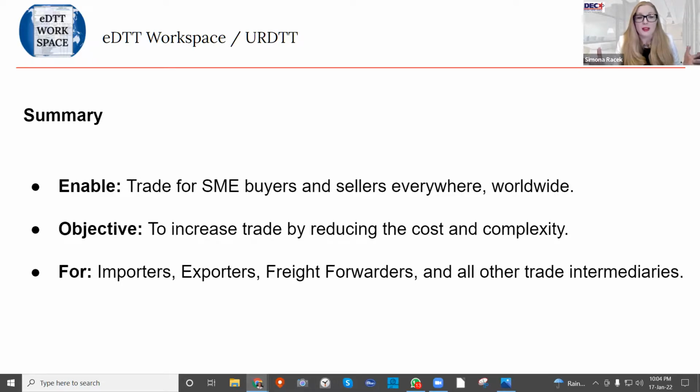In summary, the eDigital Trade Transaction Workspace enables trade for SMEs, buyers, and sellers everywhere worldwide. The objective of the workspace is to increase trade by reducing transaction cost and complexity. It is intended to be used by importers, exporters, freight forwarders, and all other trade intermediaries.